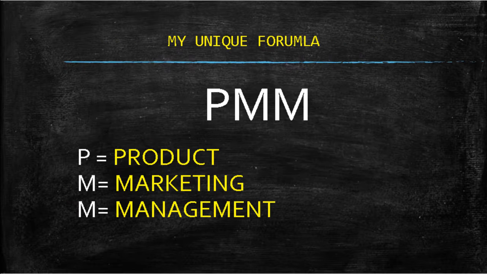Now, what is this formula? My unique formula is PMM. PMM, Product, Marketing and Management. Now, if you understand this, you can make money. Even if it's not online, offline, you can make money. This is a unique formula I derived for making money online and even offline. Product, marketing and management. First of all, you need a product. Then you need to sell it to the right audience or to the right persons. Then management. So this is an introduction to the course.